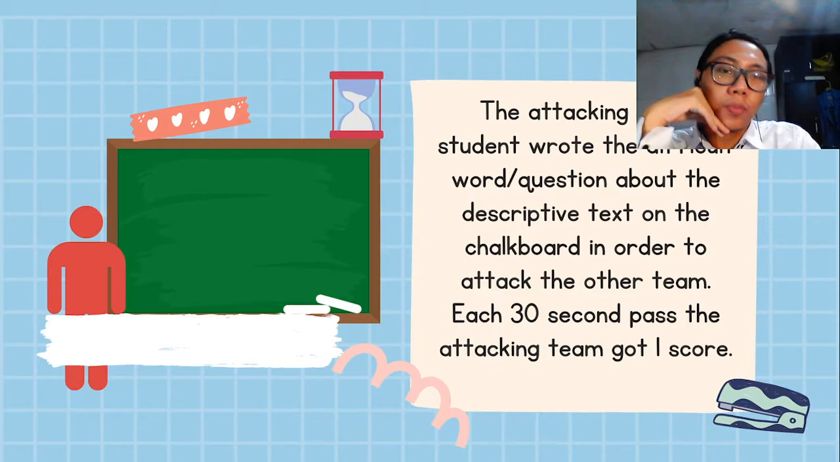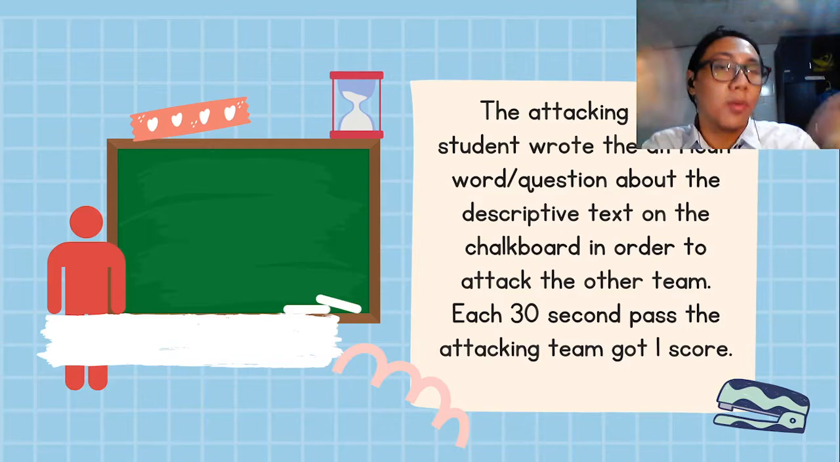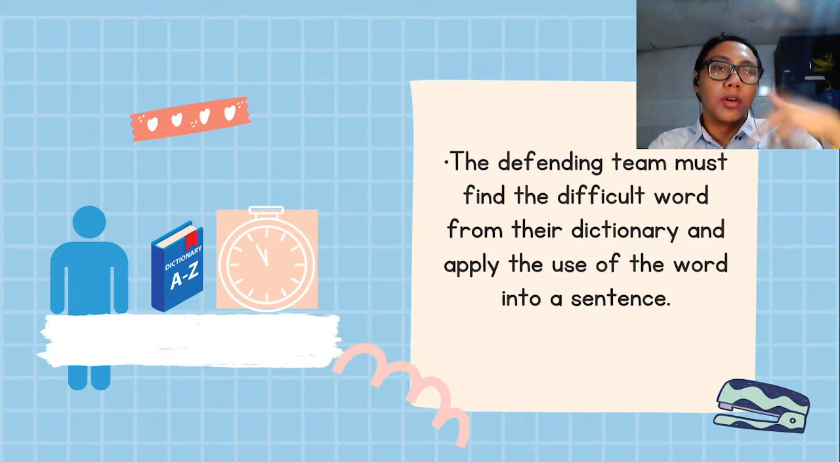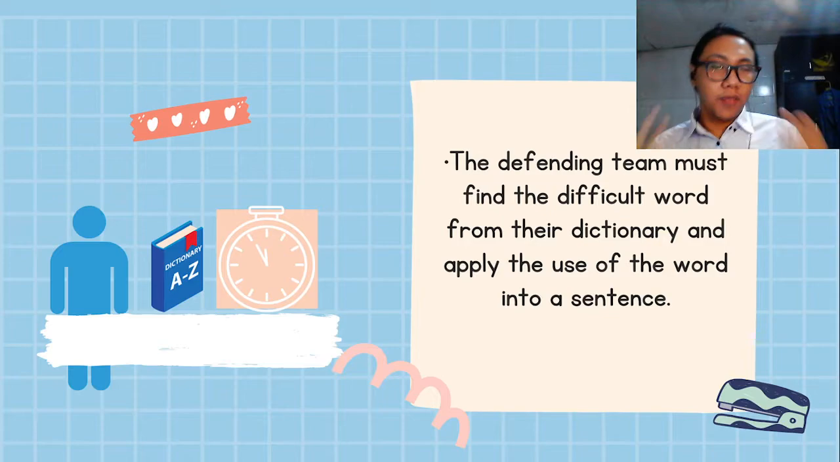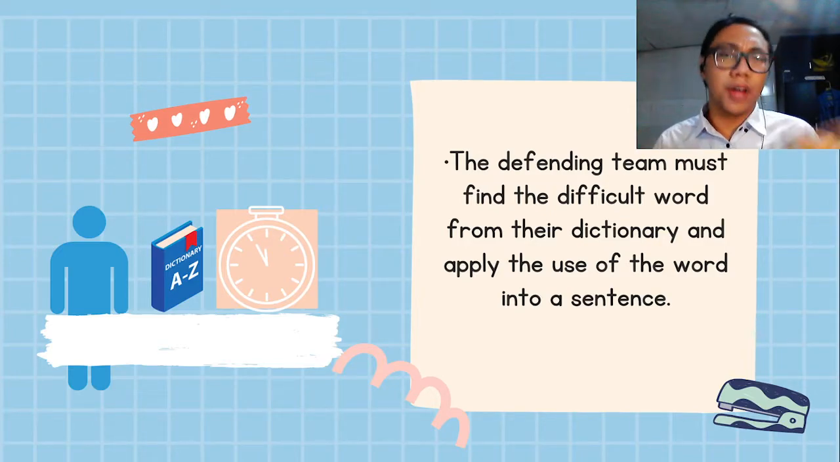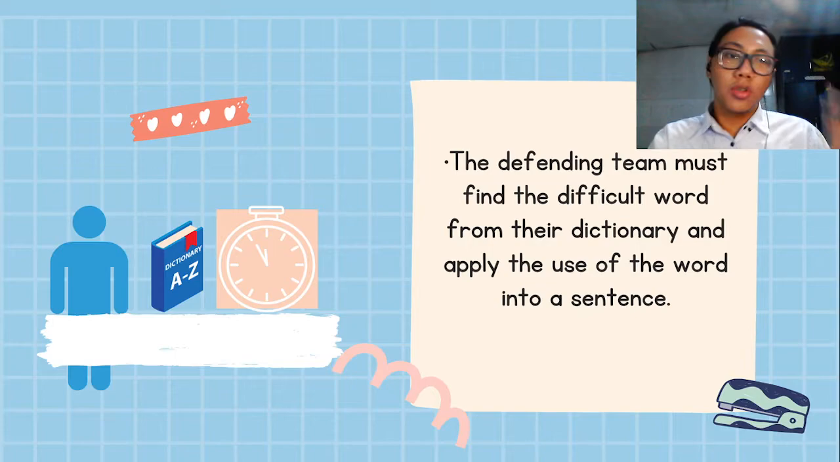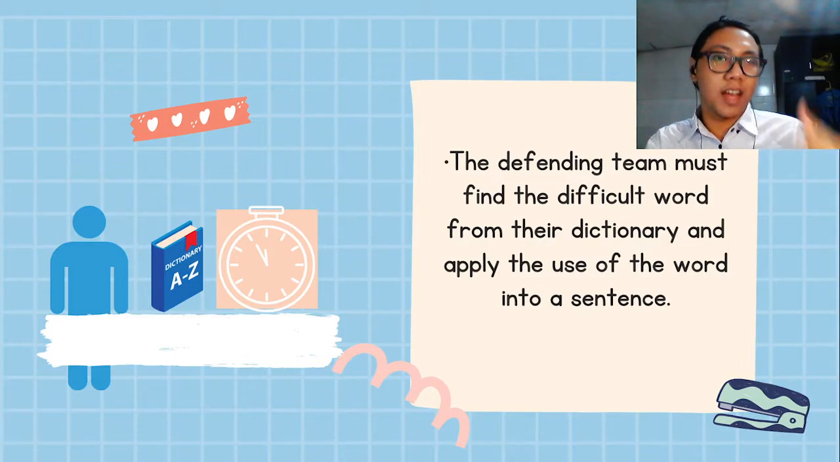As a rule, for each 30-second pass, the attacking team gains 1 point. So it makes the game more competitive, in the sense that it will motivate the students to learn more. The defending team must defend themselves and try to find the answer as fast as possible so as not to let points slip to the enemies. They can do this by opening dictionaries or talking with their parents, and applying the word in a sentence is a must after they know the meaning of the word.